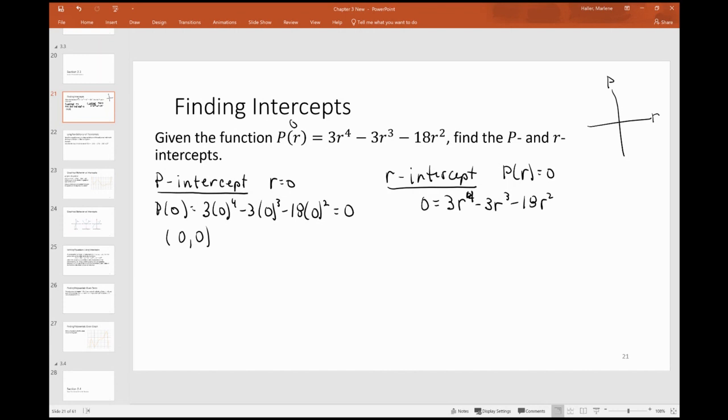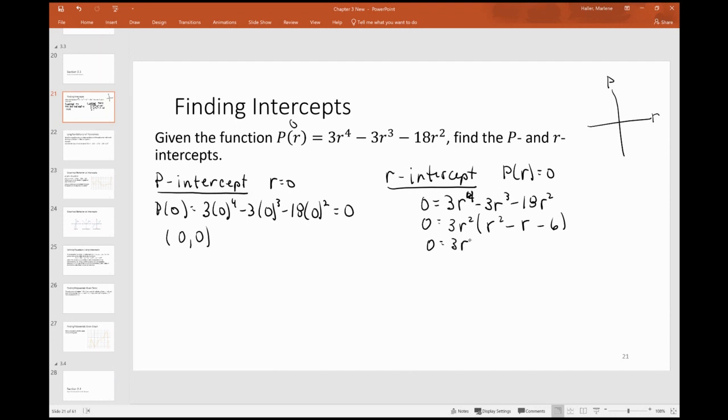Now I think the best way to solve this is to factor and then use the zero product principle. So we'll start with the greatest common factor. Each of these terms is evenly divisible by 3r squared, so let's pull that out. And then what's left behind? An r squared minus r minus 6. And we can keep on factoring, so let's do that.